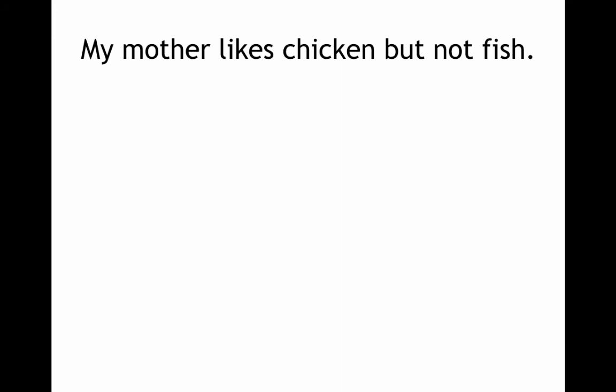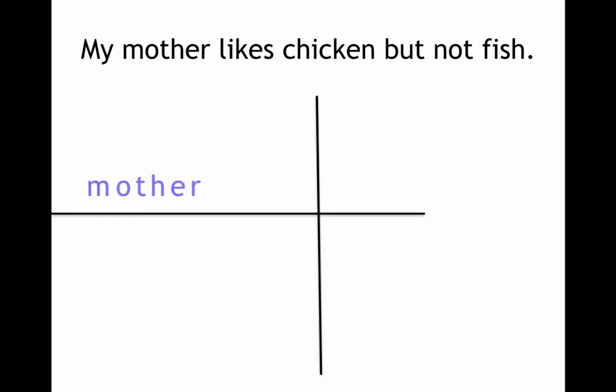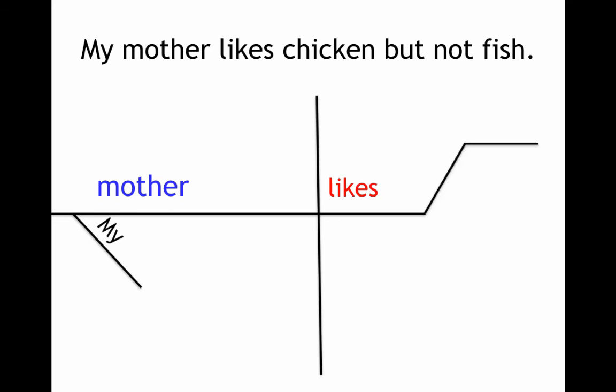My mother likes chicken, but not fish. Here's how this looks. Mother's here, likes, and then my mother likes. And chicken but not fish would actually be a direct object. So I would actually take a little line and I would put it right before my conjunction. Okay? But I split it in half.